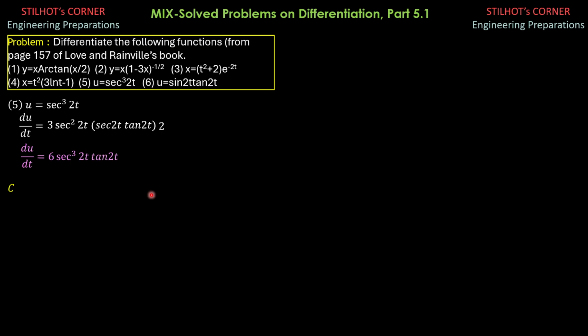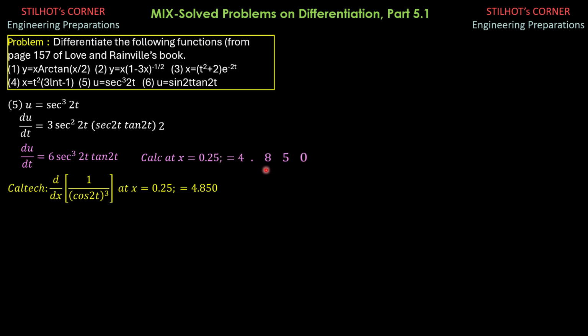Then using the high-tech calculator in the radian mode, select any value of t as long as it is defined, and we write this secant cubed 2t because there's no secant in your calculator. We put it as 1 over quantity cosine 2t cubed. At x is 0.25, it is 4.85. Then evaluate this expression at t equals 0.25. It should also be 4.850.